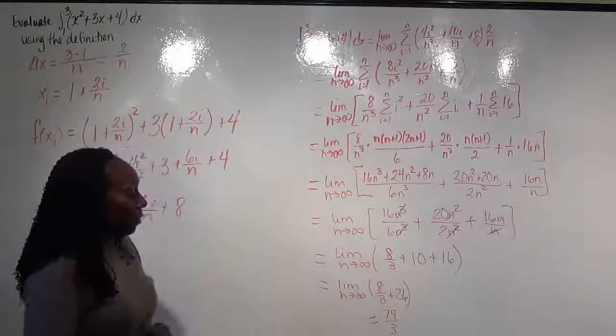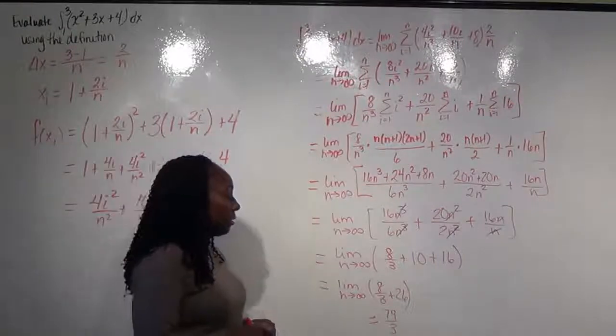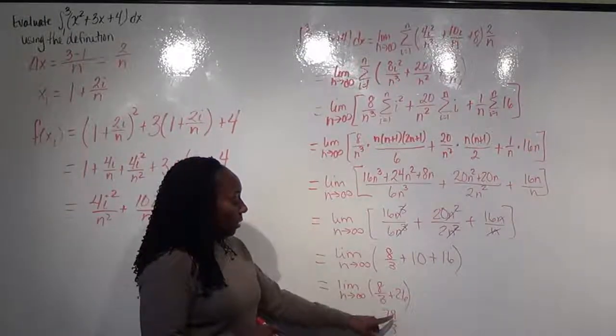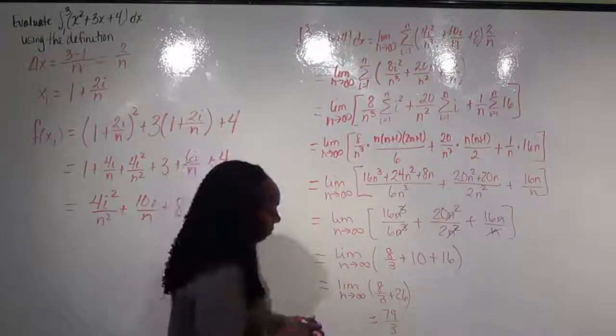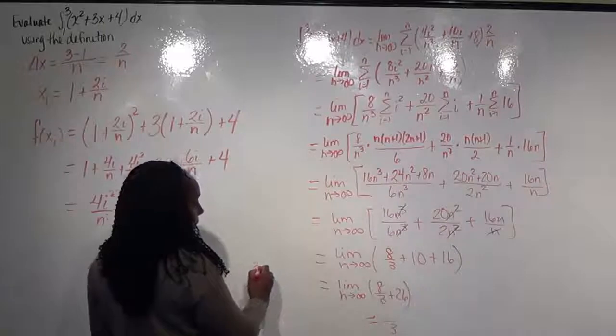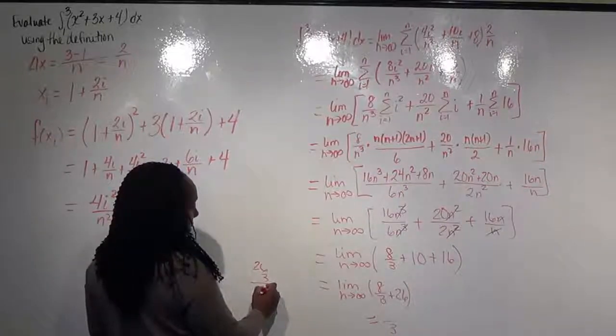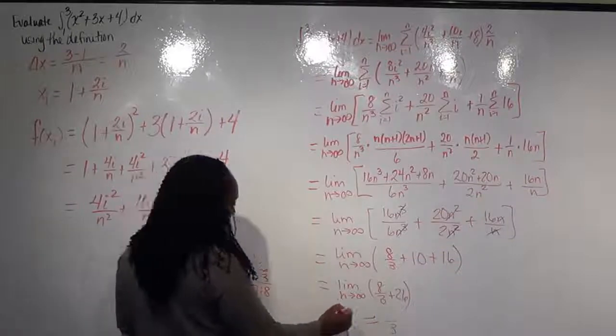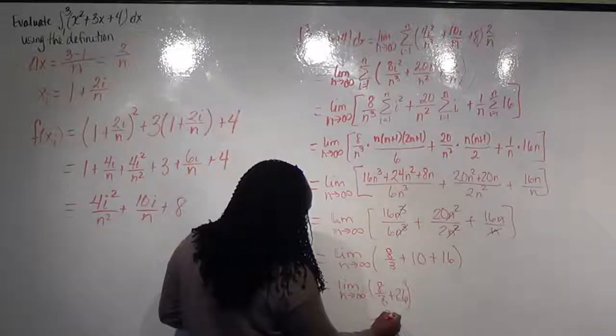which we can take the limit of a constant, it's just that constant, and we can see when we multiply, we'll get an 18, I got that wrong. We'll get 26 times 3, which is 78, plus an 8, so it'll be 86 over 3.